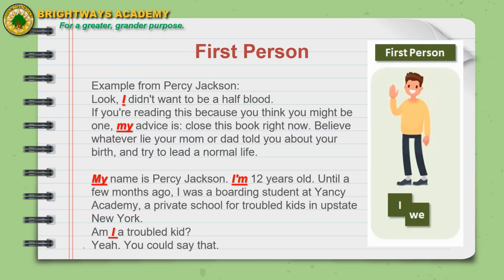Let us know first the first person. In this point of view, the narrator speaks from their perspective. The pronouns that are used here are I, me, and my. For example, I went to the store. Again, pronouns I, me, and my are used in first person.